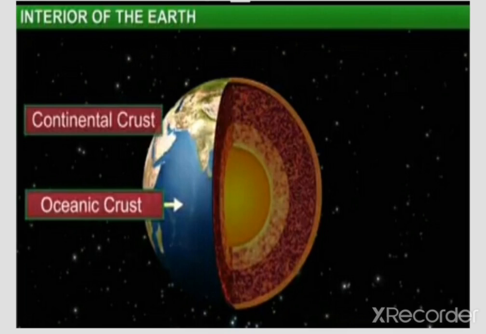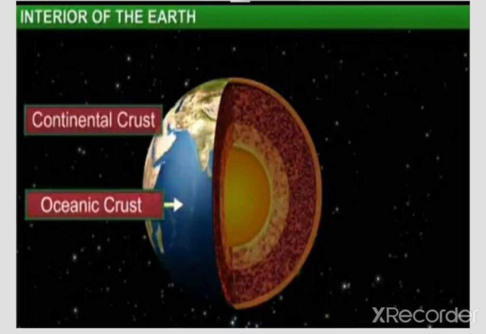But students, this thickness of crust is not the same everywhere. It is an average of 30 to 35 kilometers, but it is not the same everywhere. Understand, the thickness of the crust below the continents is from 16 to 45 kilometers.